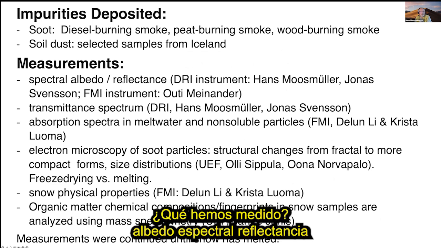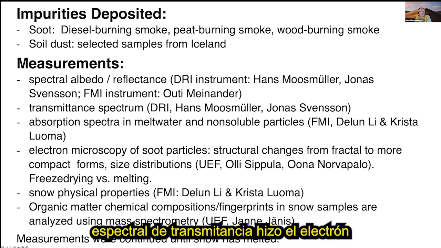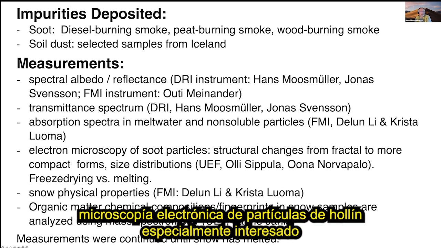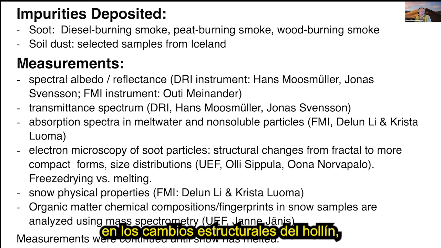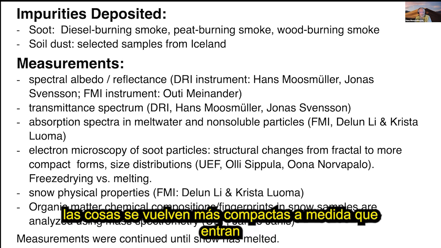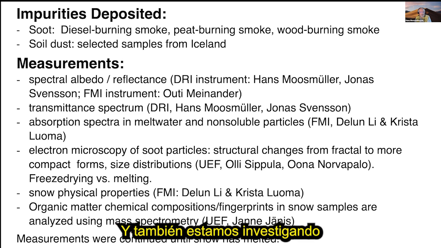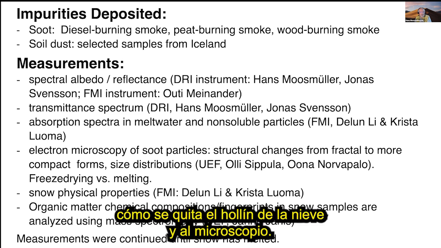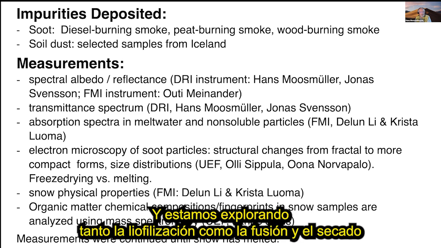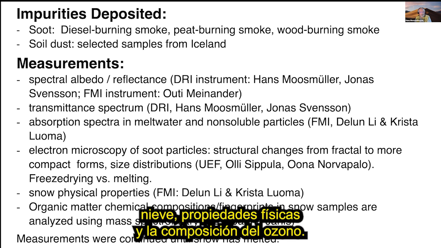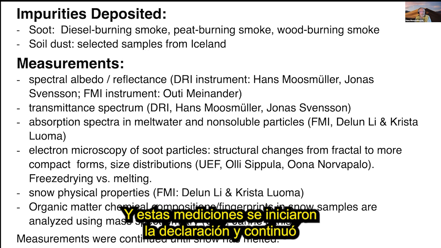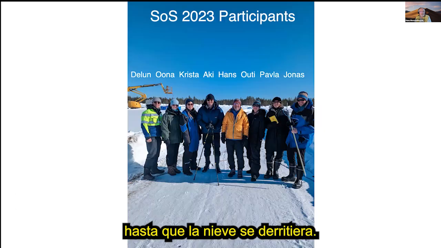What did we measure? Spectral albedo, reflectance, transmittance spectra, and we did electron microscopy of soot particles, especially interested in structural changes of soot, things getting more compact as they get in touch with snow. And we're also investigating how you get the soot out of the snow into the microscope, and we're exploring both freeze drying and melting and drying, snow physical properties, and OC composition. These measurements were started after deposition and continued till the snow was melted.